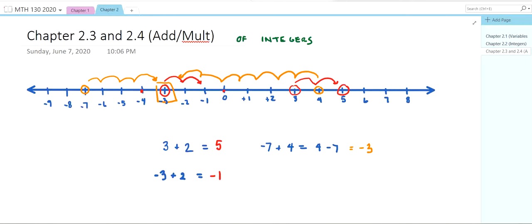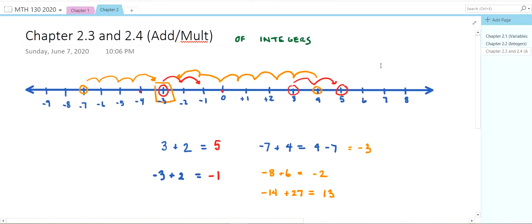Some other examples include -8 plus 6 equals -2. And we'll go off the number line here. -14 plus 27, what's the same thing as 27 minus 14? That equals +13. Okay.